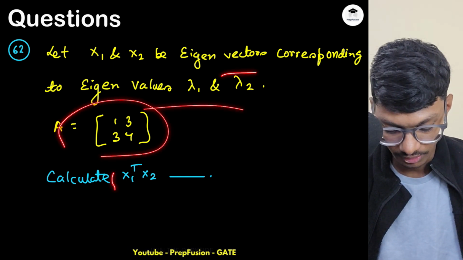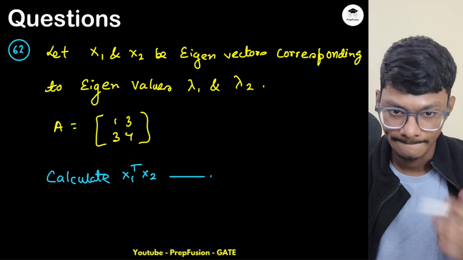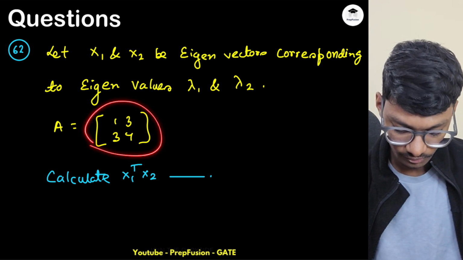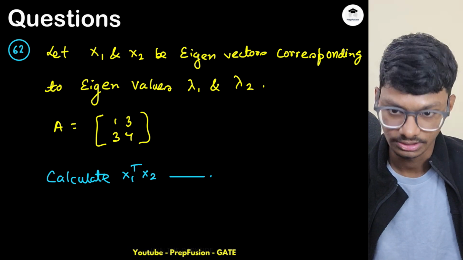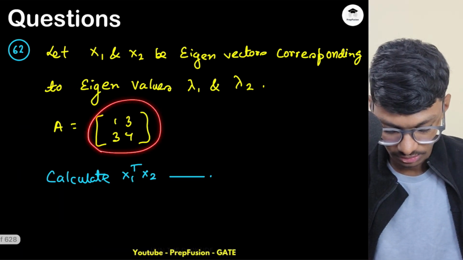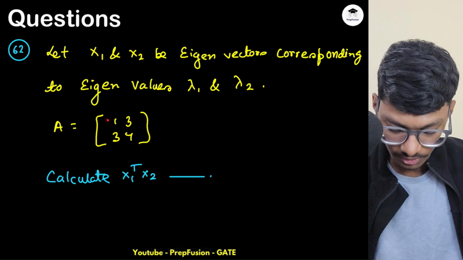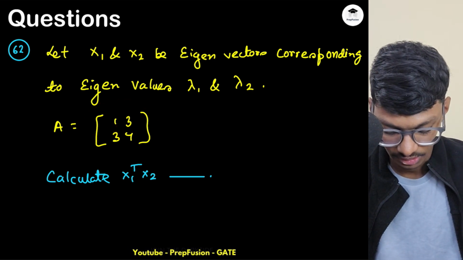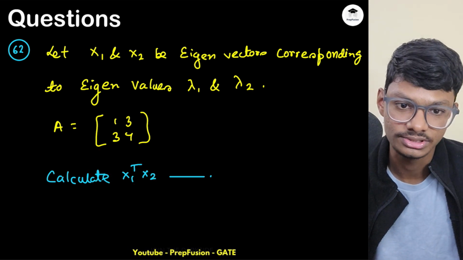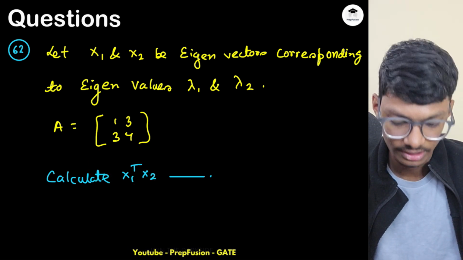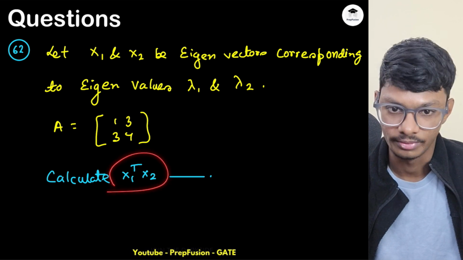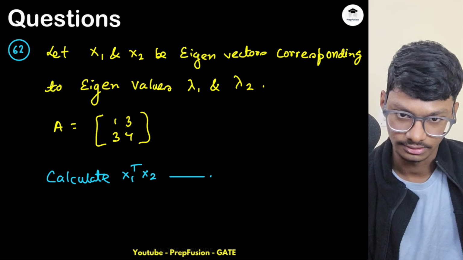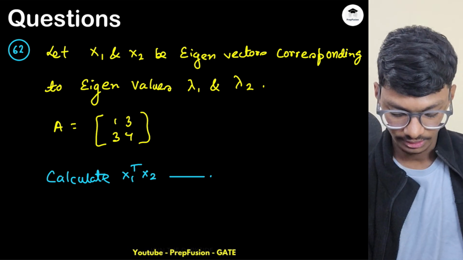Okay, calculate x1 transpose x2. So basically what you observe over here is that this is a symmetrical matrix, because if you take the transpose, you get the same thing again. But this x1 transpose x2 is a familiar thing, right? It is like the property of an orthogonal matrix. So either you can do it using the property of orthogonal matrices, or you can do it directly. Okay, so let's do this first.